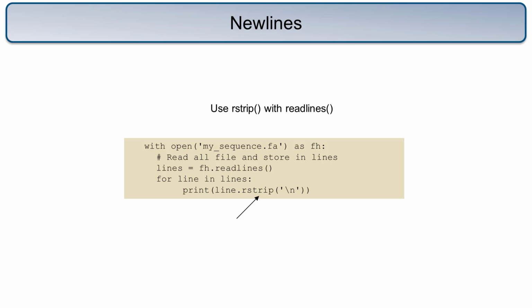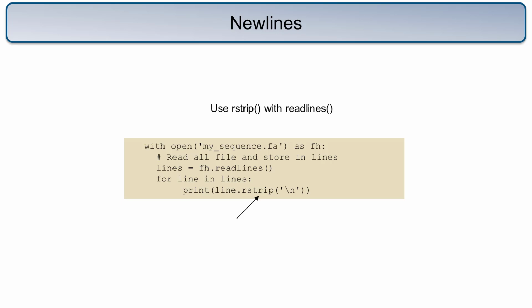The rstrip method can also be combined with the readlines method. However, readlines returns a list of strings, where each value in the list is a line from the file. This means rstrip cannot be used directly on the list variable, but we can combine rstrip with a for loop, where we loop over all values in the list and apply rstrip on each one of these values.